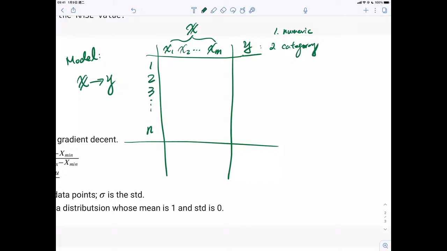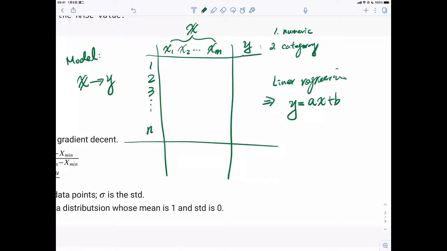So basically, when we use the words linear regression, it means the Y is numeric data. The first one is linear regression. Linear regression assumes that the relation between big X and Y is predefined. The form looks like Y equals AX plus B.